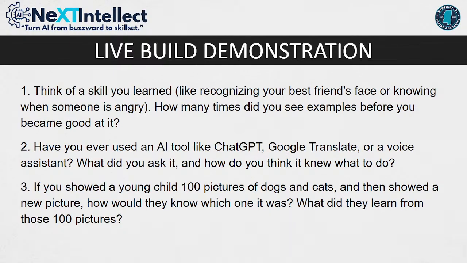So if you showed a young child 100 pictures of dogs and cats and then showed a new picture, how would they know which one it was? What did they learn from those 100 pictures? Maybe it's not the same picture of the same dog or cat, but they saw 100 pictures' worth of dogs and cats mixed together. It's a pretty good chance they're going to be able to generalize, seeing a picture now of a different breed of dog, or just a different dog of the same breed, and cat. They looked at features like fur, right? What the tails look like, what ears look like, and can tell the difference between the dog and the cat and something like a mouse.